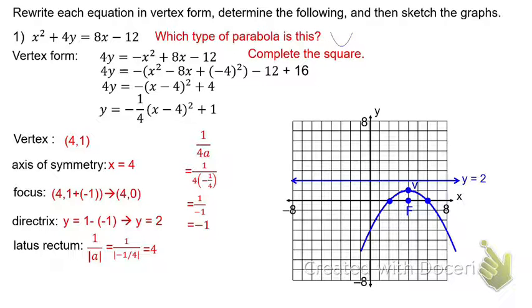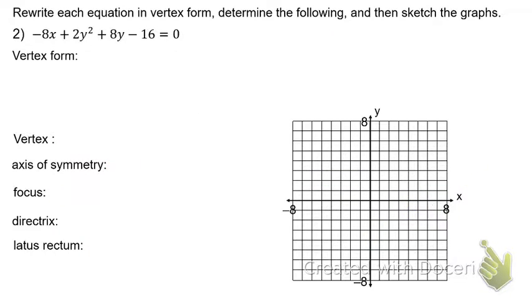Now let's try another example. Let's look at one of our inverse parabolas. So here I've got negative 8x plus 2y squared plus 8y minus 16 is equal to 0. Now I may have given it away, but what type of parabola is this? Well, looking at what's squared, this time it's y squared. Now if it's y squared, that tells me this is going to be a sideways parabola. This is the inverse parabola.